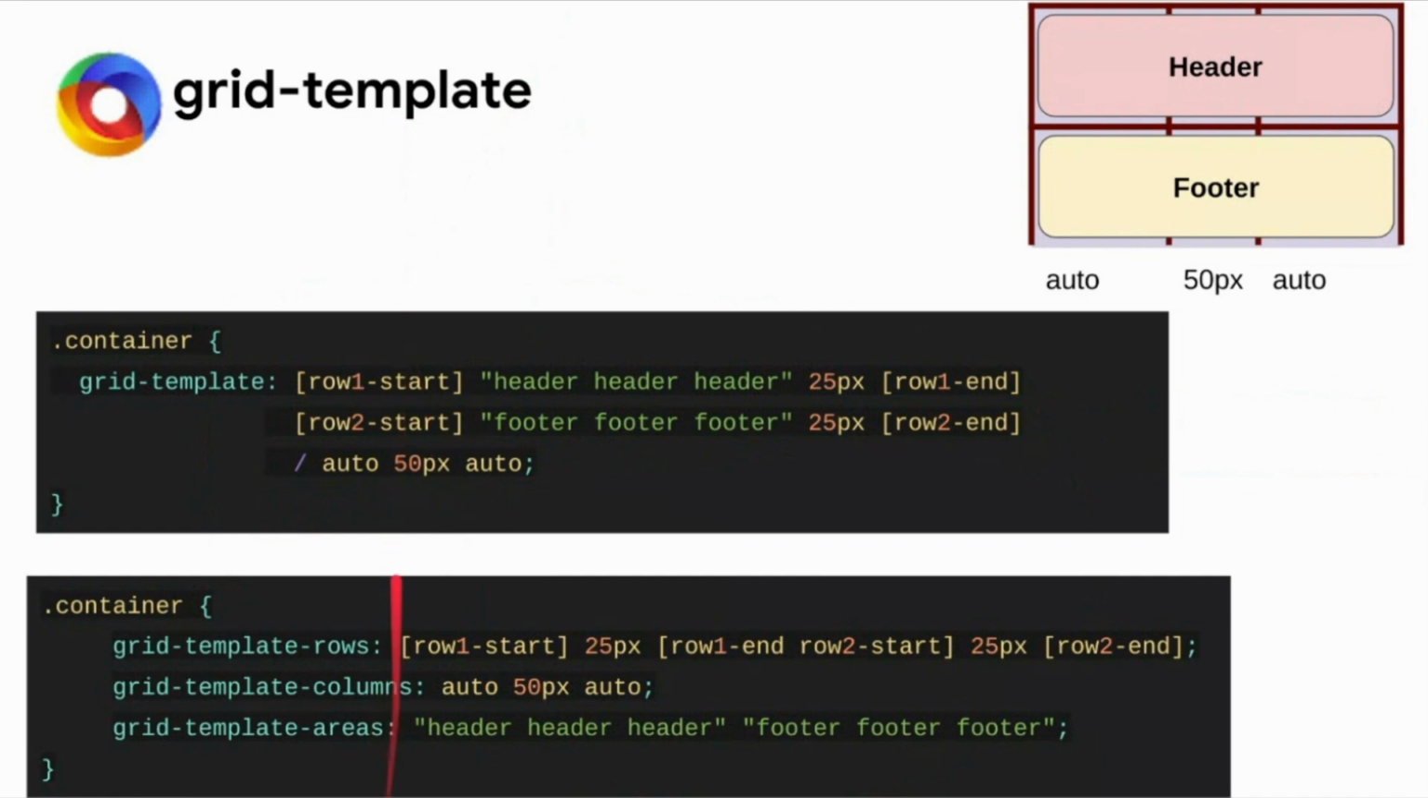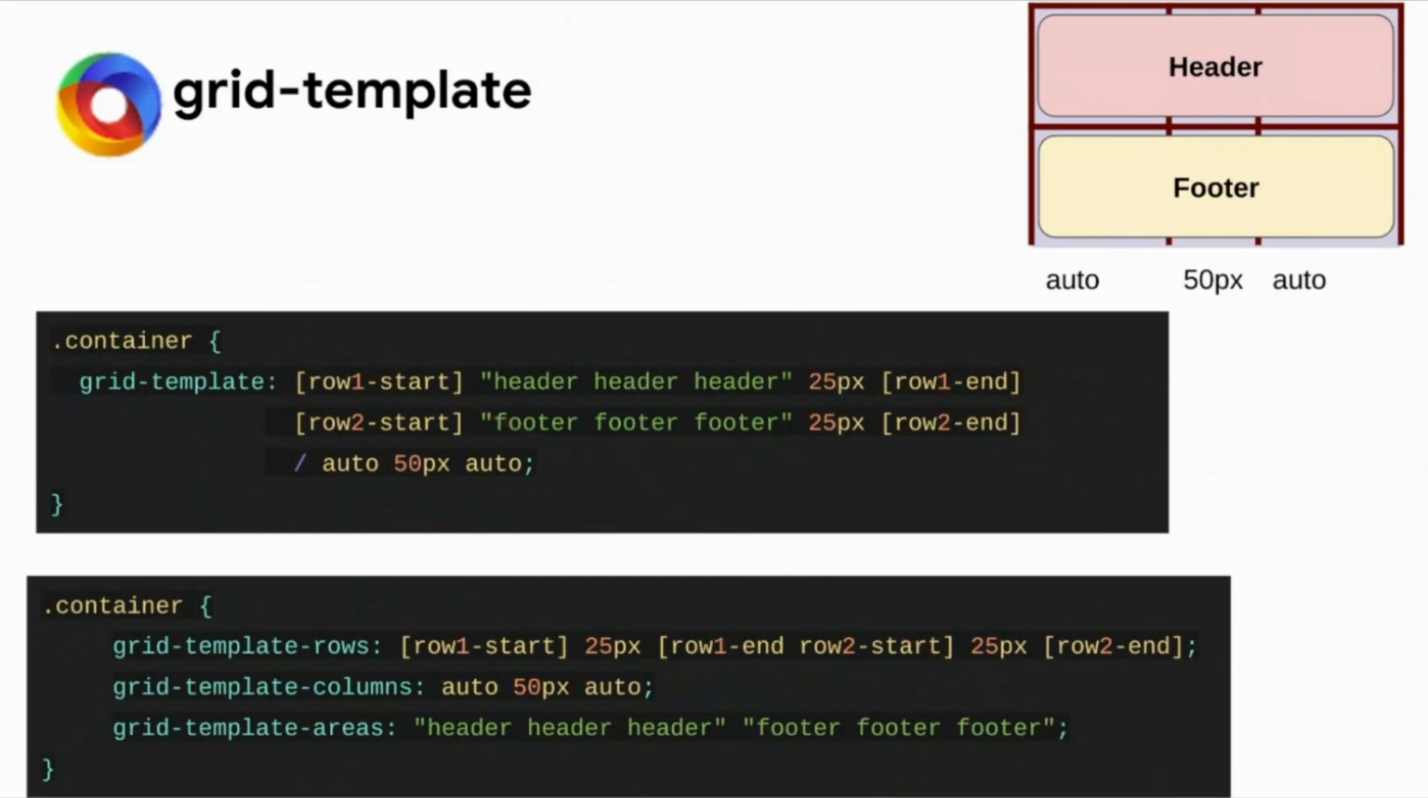So these two are similar. If I have written grid template like this, it is equivalent to this code below. It would be grid template rows, then grid template columns and grid template areas. That same code we can write in grid template in a more compact way. It is a little bit tricky, but till now it's very simple.